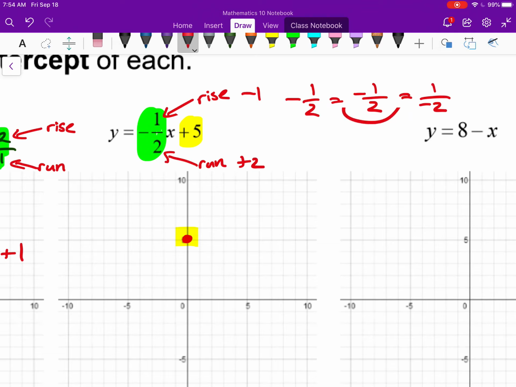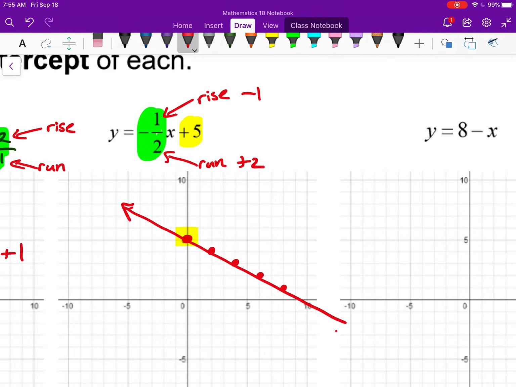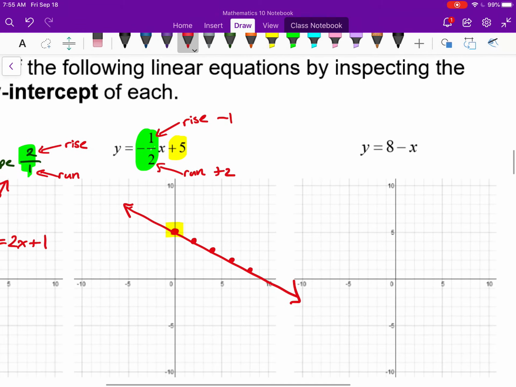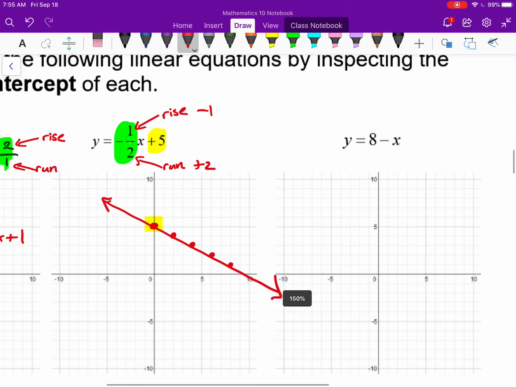So I'm choosing to think of it like this, down 1 over 2. But again, all these values I just wrote down are equivalent to one another. -1/2 equals -1 divided by 2, which equals 1 divided by -2. So let's plot this. Down 1 over 2, down 1 over 2. There we go. And do that a few more times. I grab my ruler, and I got my line. All right, notice how quick that was. Let's look at the next one.